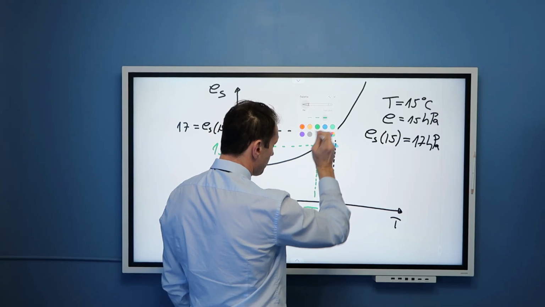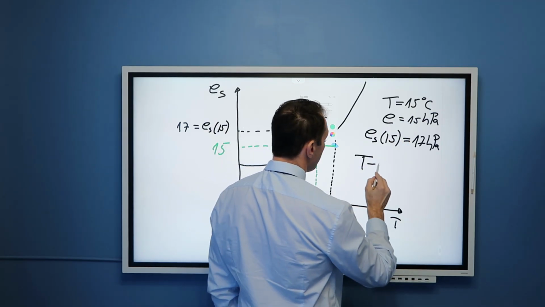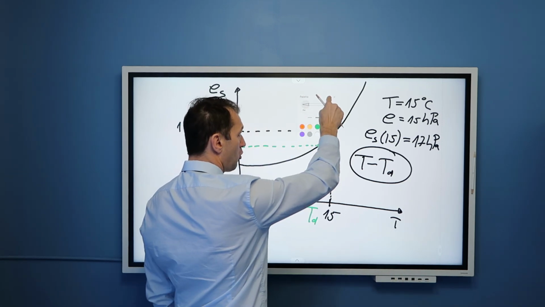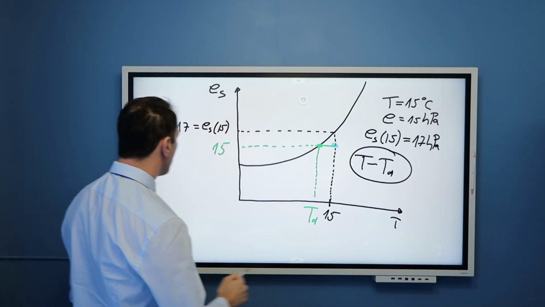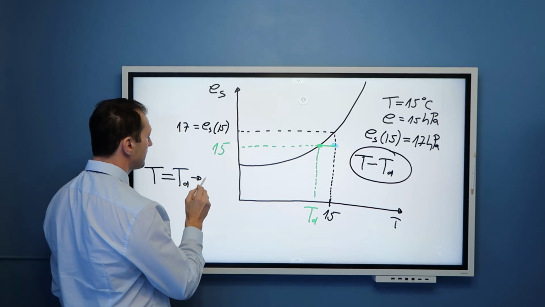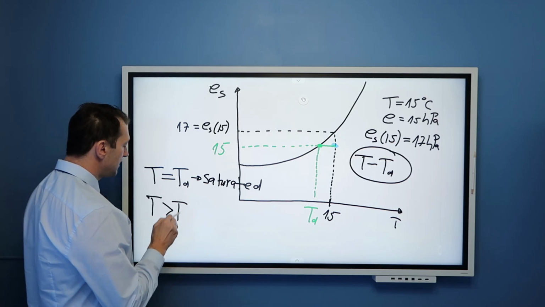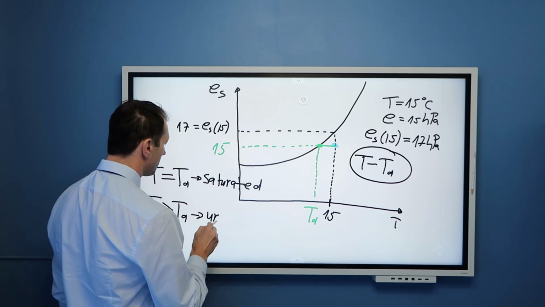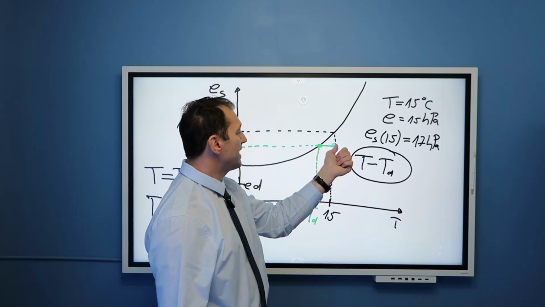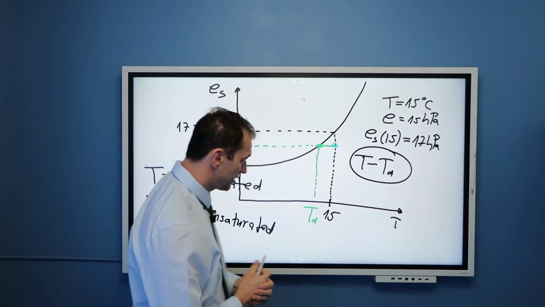So we can therefore see that this T, which in this case is 15 degrees, minus TD, dew point, tells us a lot about the water vapor content in the atmosphere. Because if T is equal to TD, that means that the air is saturated. If T is larger than TD, the air is unsaturated. In the example I gave you, the air was not saturated. We could make it saturated by decreasing temperature to dew point. In that case, T equals TD, and we will have saturation.